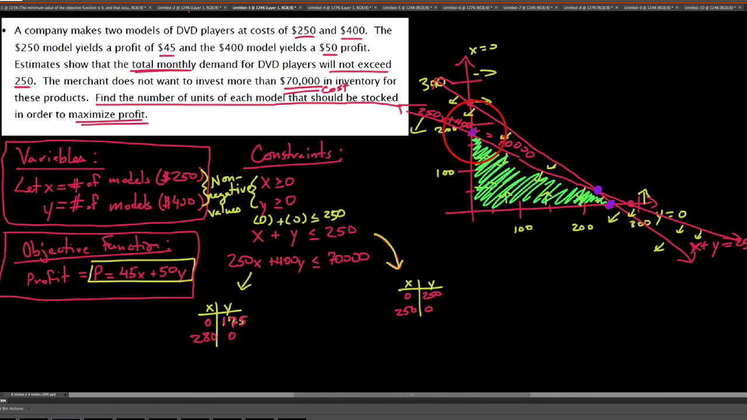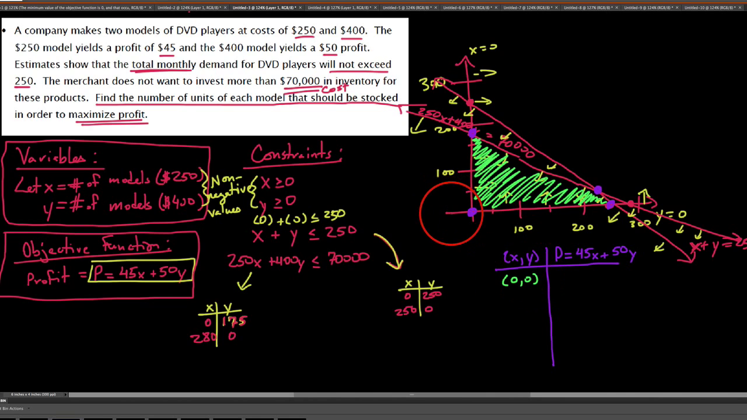So our 4 vertex values are these 4 that we see here. What we're going to do is go ahead and create our optimization table. So we would say our vertex values over here, x, y, and then over here we have our profit equation. Our profit equation was 45 for every x and 50 for every y that we sell. So with our 4 vertex values, let's go ahead and put these in.